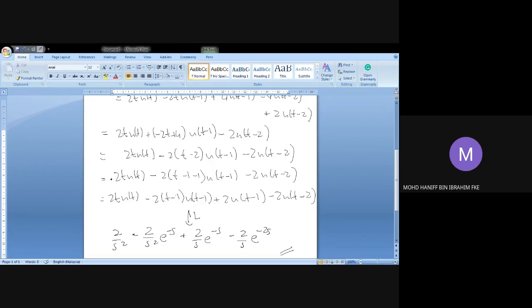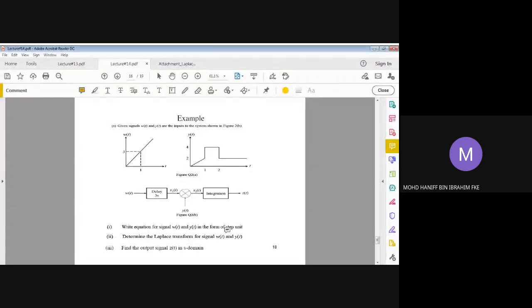I'm now going to share the PDF file. Sorry, lecture 14. We get back to these questions. We have obtained the Laplace transform for wt and yt successfully. The third question is to find out what should be the zt in the s domain. What should be the zt in the s domain?